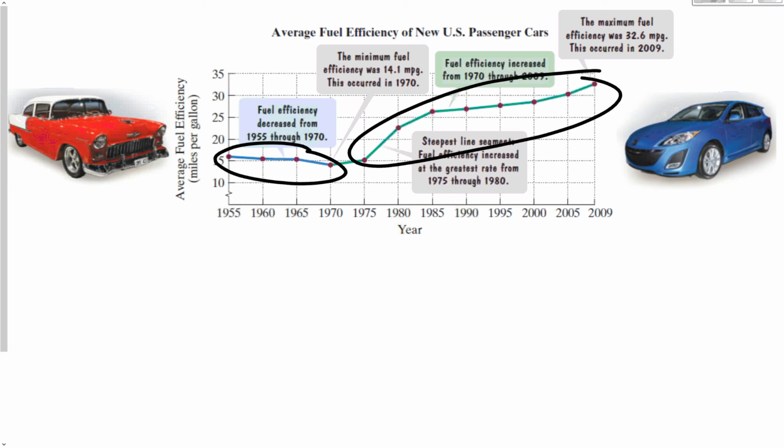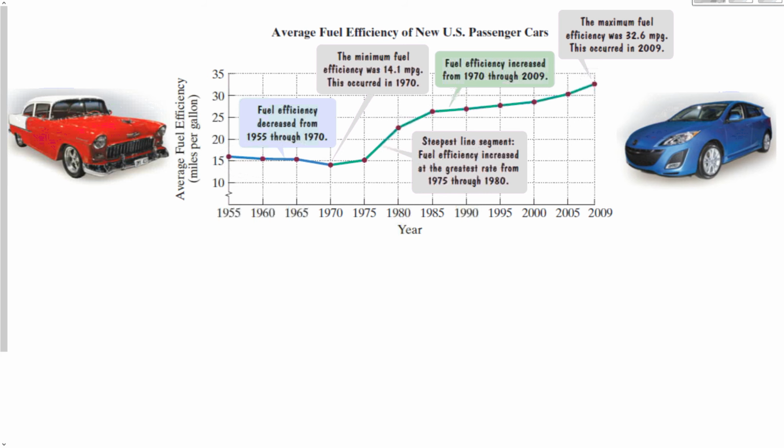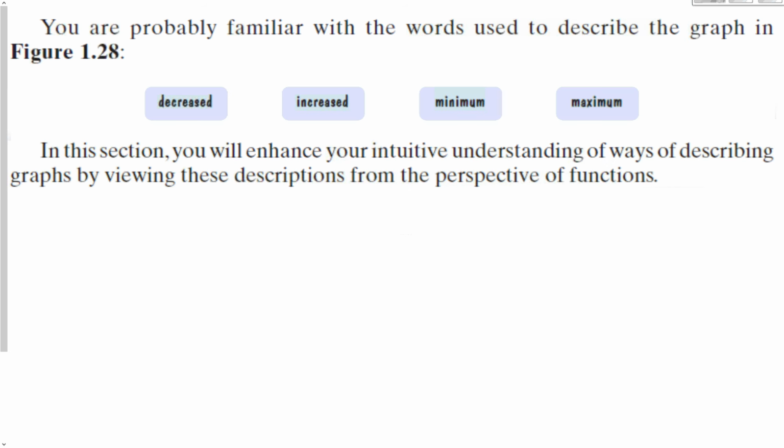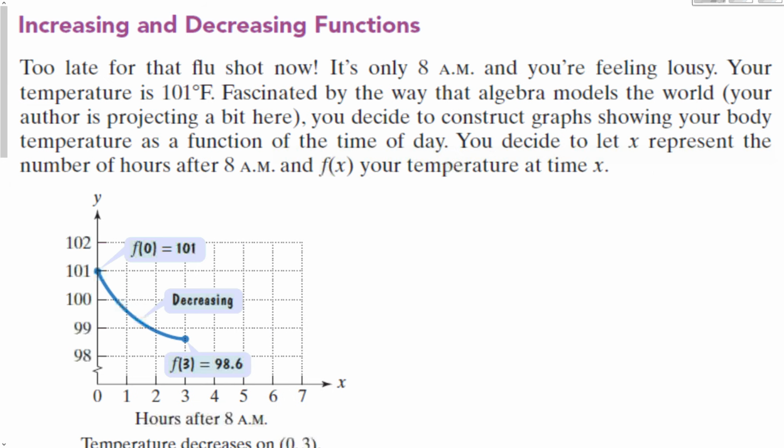And we can use really basic words to try to describe both of these, like decreased, minimum, increased, steepest, and maximum. So these are all words that we should know and be able to tell how graphs are reaching these points. Okay? So we're probably familiar with these words, right? Decrease, increase, minimum, maximum. In this section, we're going to enhance our intuitive understanding of the ways of describing graphs by viewing these descriptions through functions and not just through pictures, through how these functions work. Okay, so let's start with increasing and decreasing functions.